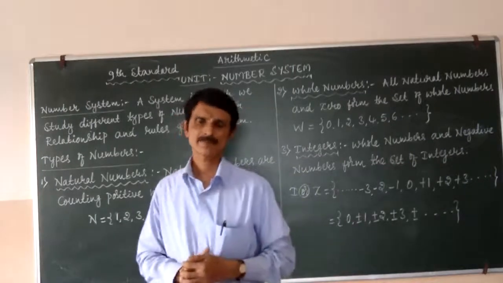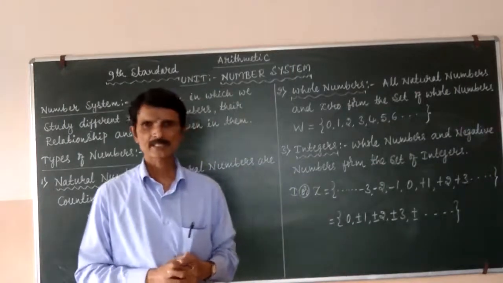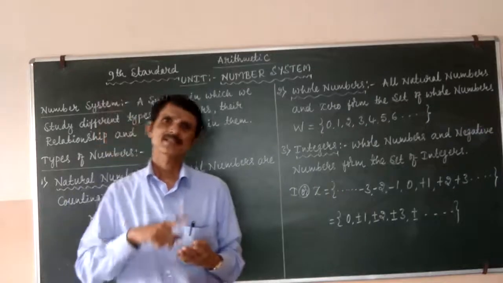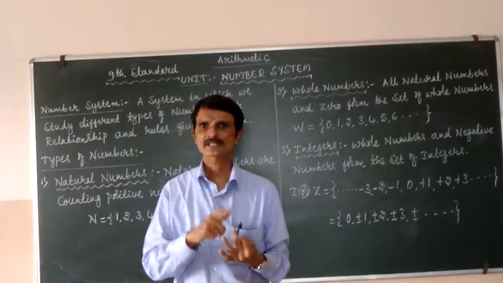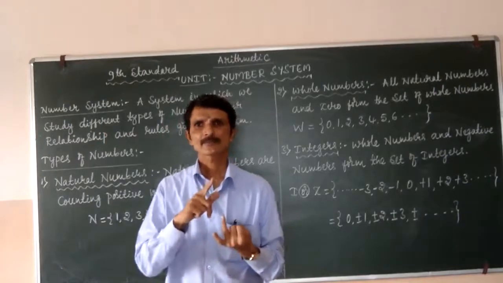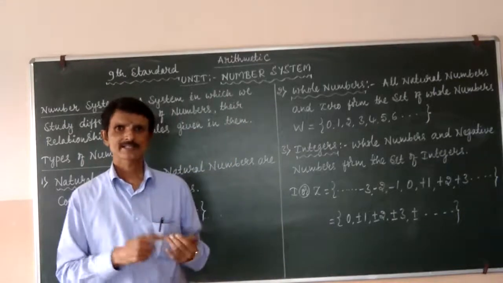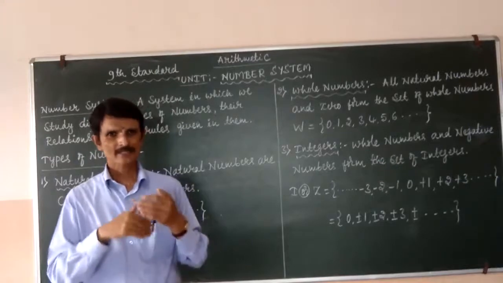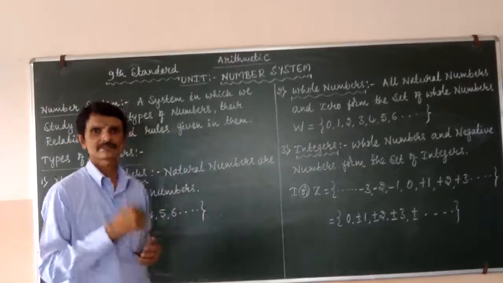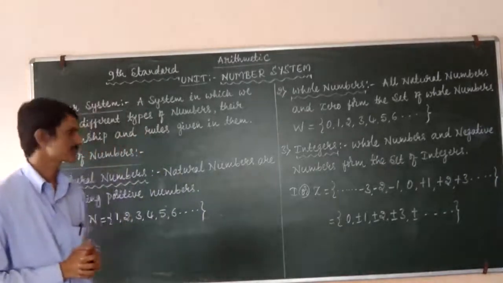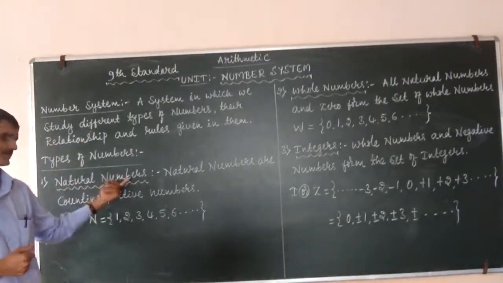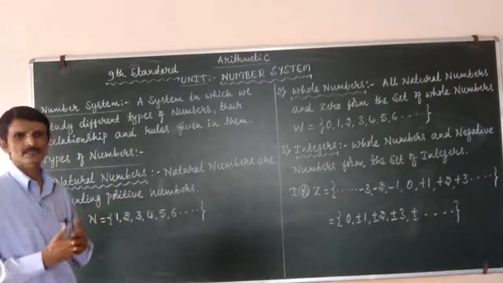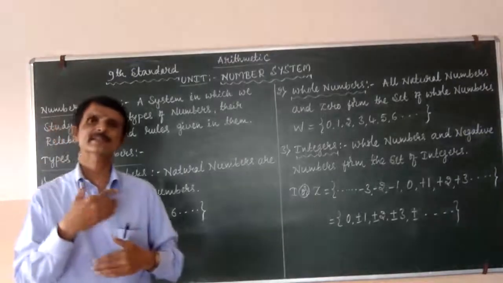That means natural numbers, so the set of N, set of W, set of Z, set of Q, and so on. Now we will recall the different sets of numbers. First one is natural numbers. So natural numbers are the counting numbers.